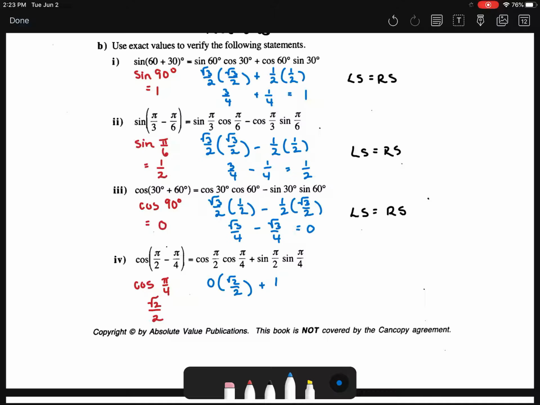Plus sine of pi over 2, that's 1. And sine of pi over 4, root 2 over 2. So this obviously has a value of 0 plus root 2 over 2, which equals root 2 over 2. And again, the left side is equal to the right side.